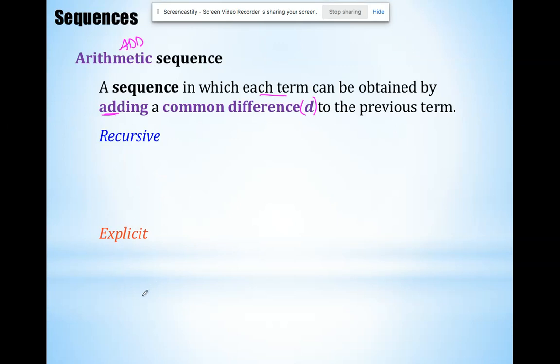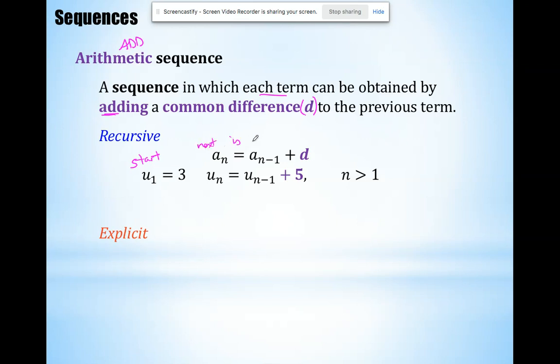The recursive rule for an arithmetic sequence is, after somebody gives you a place to start, right? So here's use of it. How do you get the next term? The next term is the previous term plus a common difference.